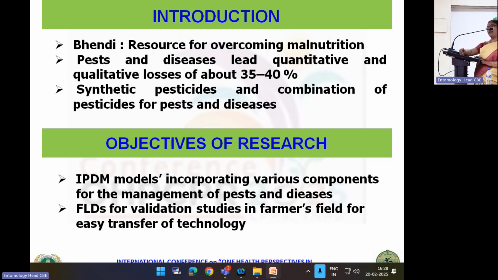We are saying it is available in the market, and without knowledge they are going not only for banned insecticides, but in combinations. For example, if imidacloprid is there, they are going for COC application also. So in that case, we thought of going into this field level demonstration, considering our IPDM, that is TNAU modules.